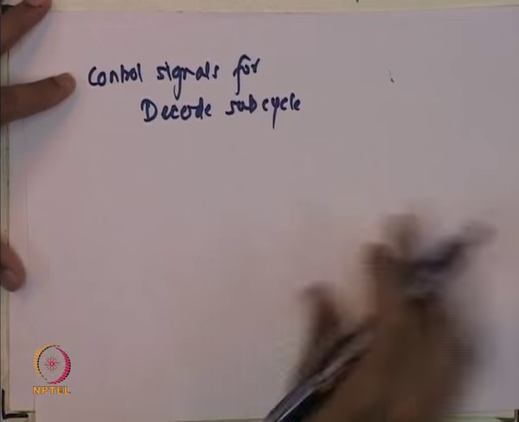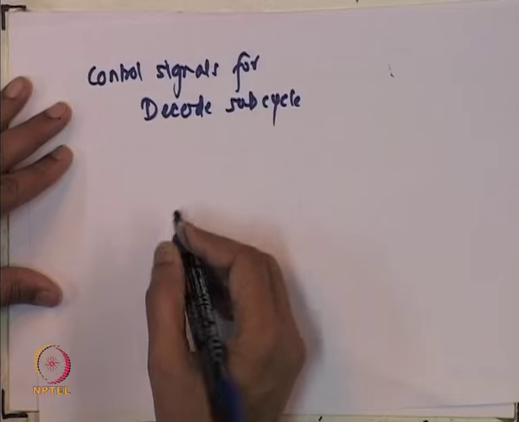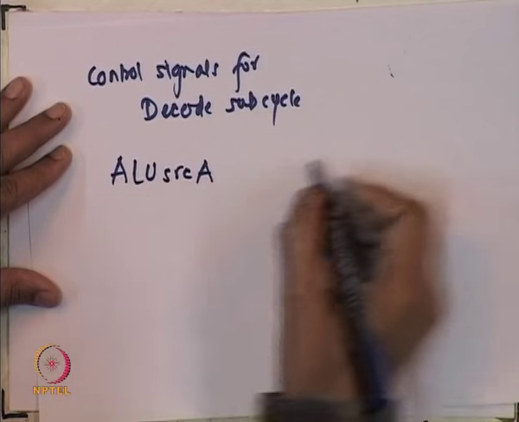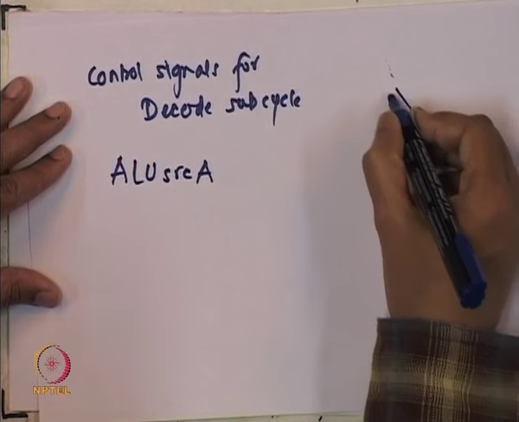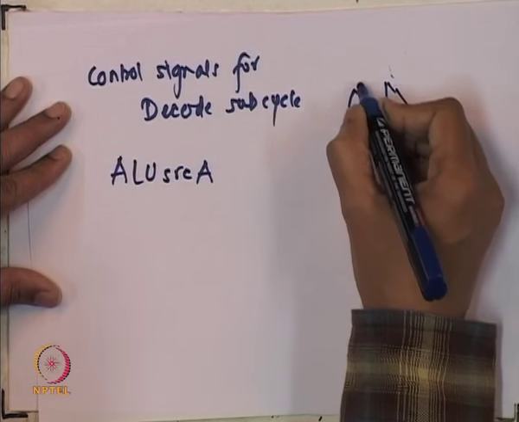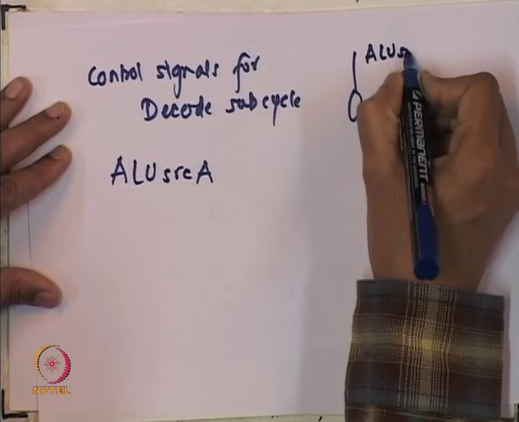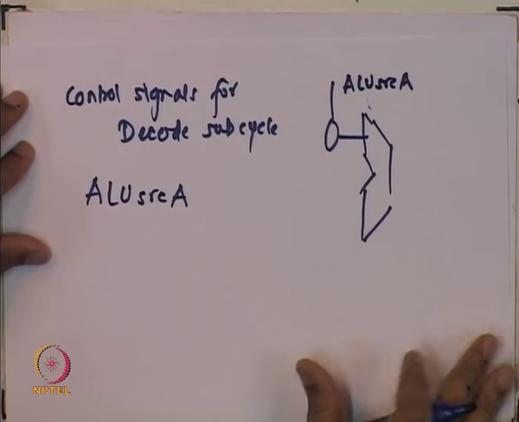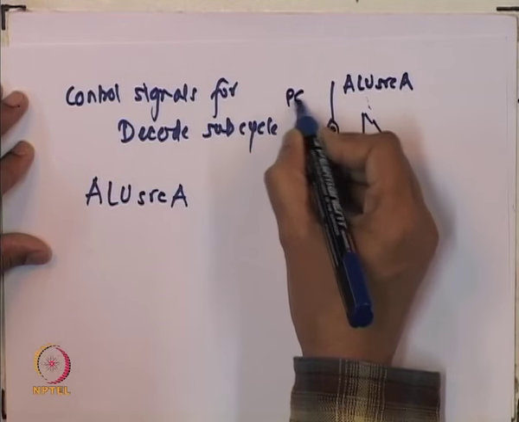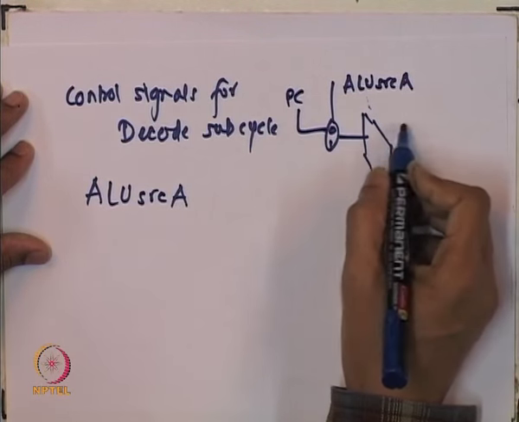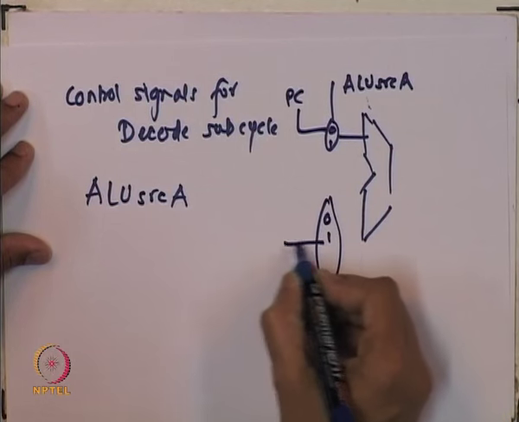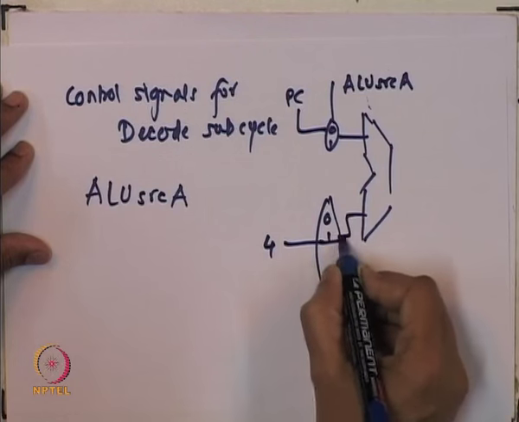So, let us make a list of things. Control signals: ALU SRC A is 0, ALU SRC B is 1 0. We have to let PC, which is now PC plus 4, go through here, and for this other one we have to let the constant 4 go here.